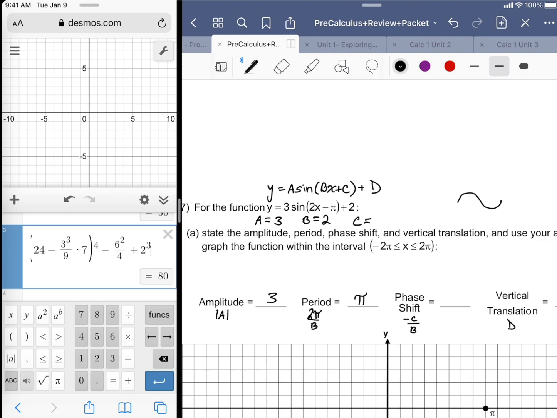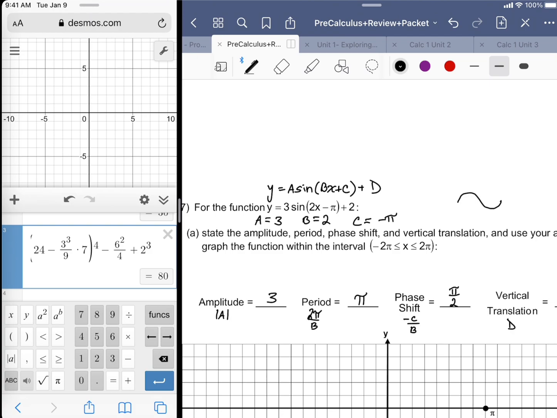All right. The phase shift is determined by first finding the b value, then the c value. The c value in this case is a negative pi. Negative pi over 2 is going to be pi over 2. All right, so that's telling us that we're shifting our sine wave pi over 2 units to the right.